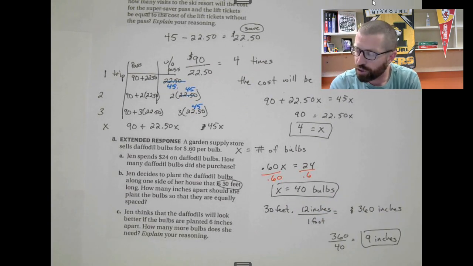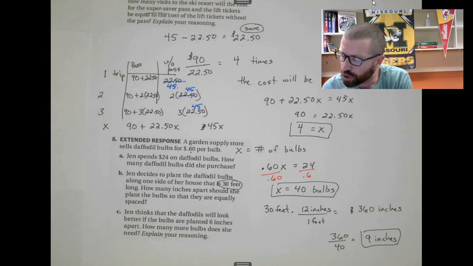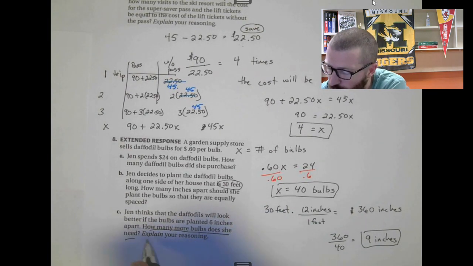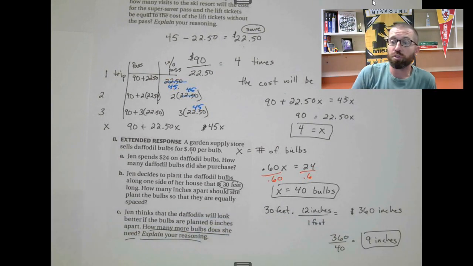Okay, and then part C says, Jen thinks the daffodils will look better if the bulbs are planted 6 inches apart. How many more bulbs does she need? Okay, so there's a couple things to think through here. So put yourself in this situation. Put yourselves in Jen's shoes. You're looking at your side of your house and you have some bulbs and you start lining them up every 6 inches. How much do you have left over? Well, you could count them out, right?